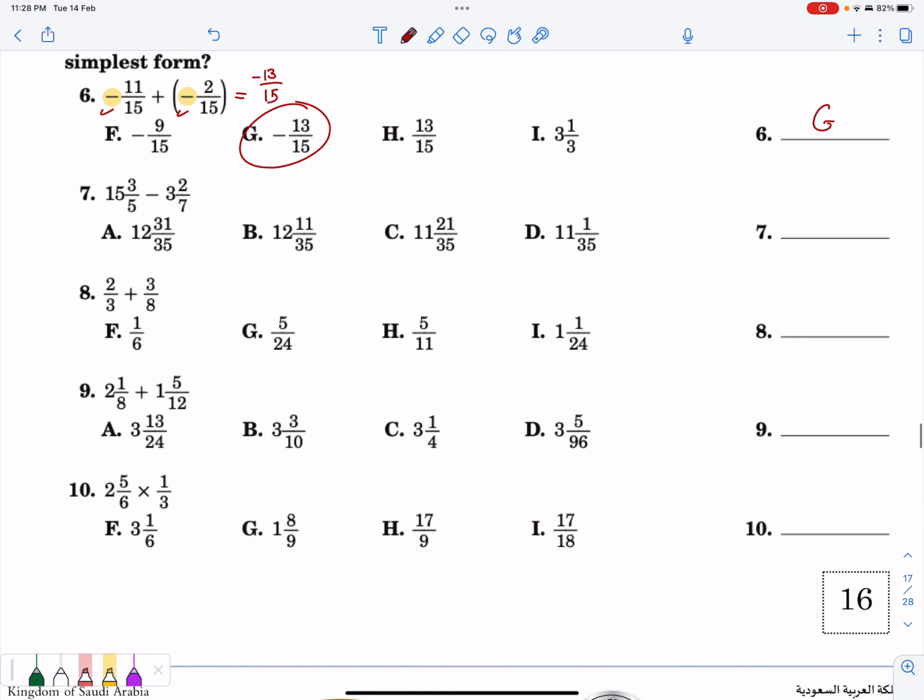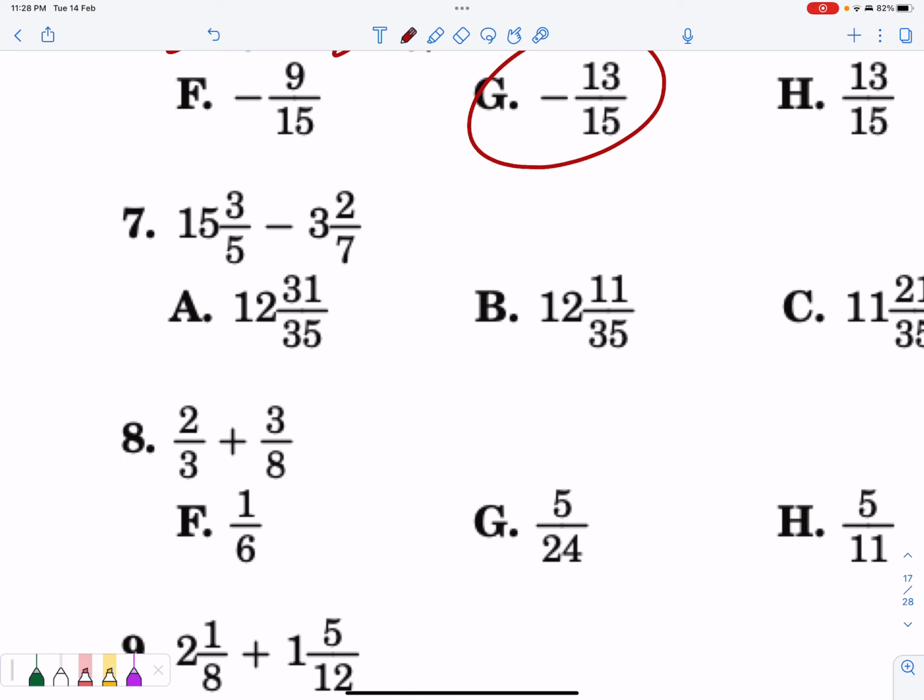Question 7 says 15 and 3 over 5 minus 3 and 2 over 7. So here you have 2 mixed numbers. Since you have a whole number and a fraction, you need to subtract them from each other. To do that, you need to make the denominators the same so you can subtract. The easiest way here is to multiply up and down by 7 here, and here by 5. Only the fractions, okay? The whole numbers, you will keep them.